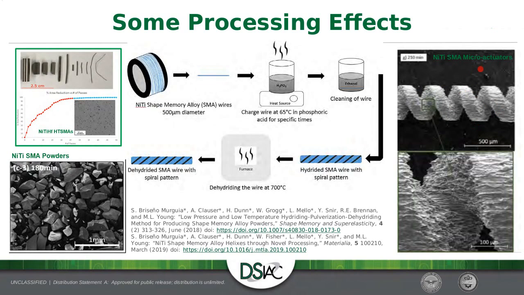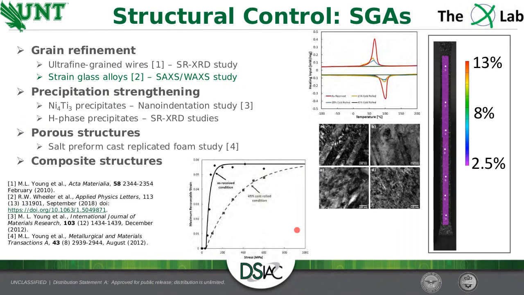The next slide. Here I'm looking at structural control, which leads to grain refinement. One of the methods that we use is ultra fine grained wires, and I'm not going to talk about that study today, but I'll talk a little bit about strain glass alloys. These are similar in that we're doing pretty severe cold working to the material. And what we find is that there's sort of an ultimate range that you want to aim for.